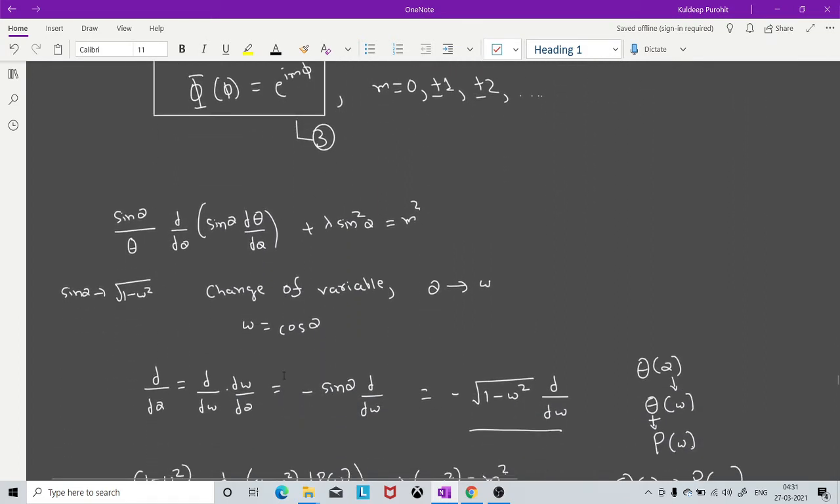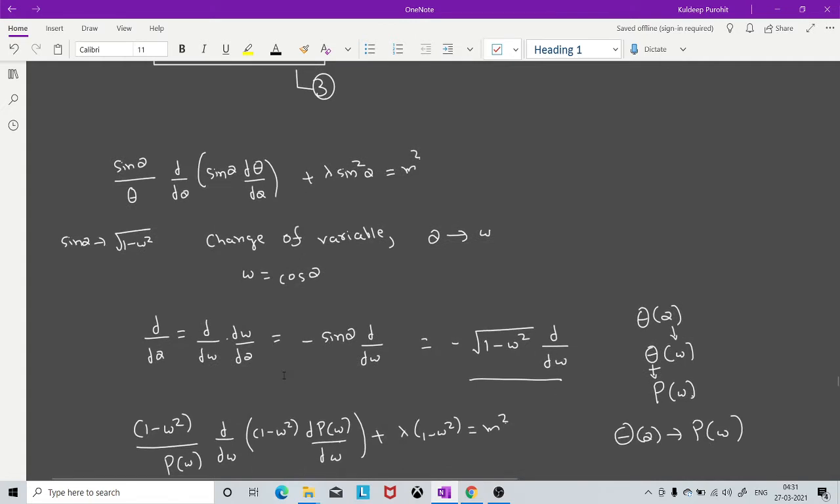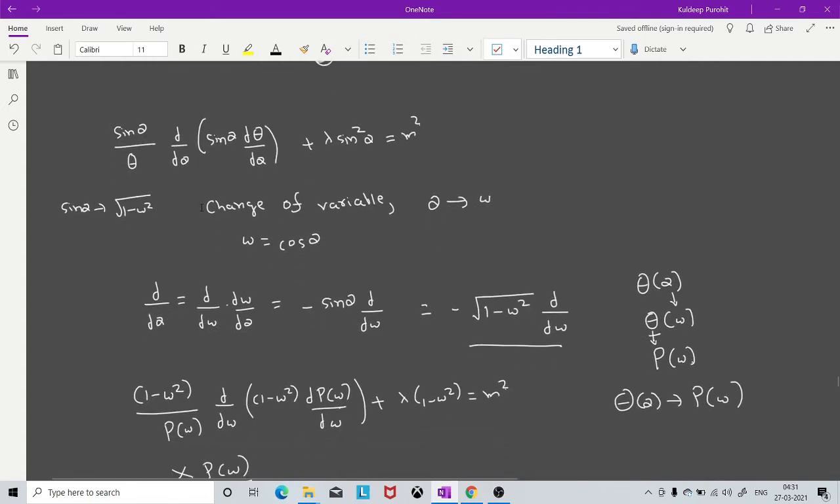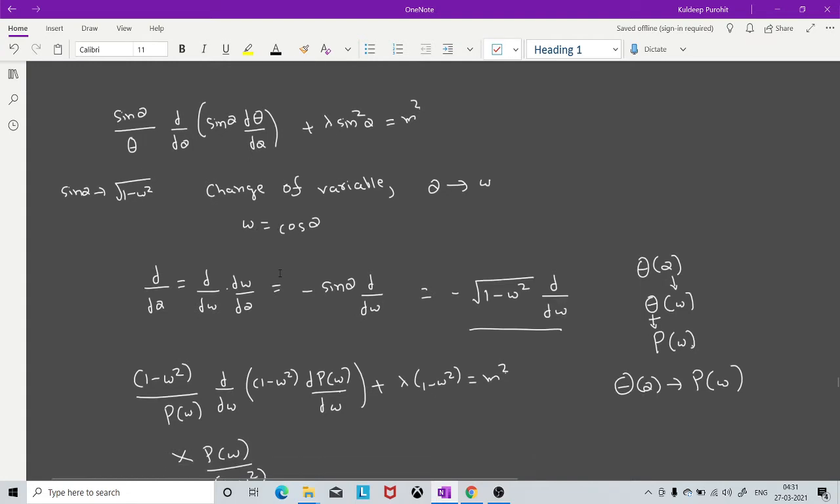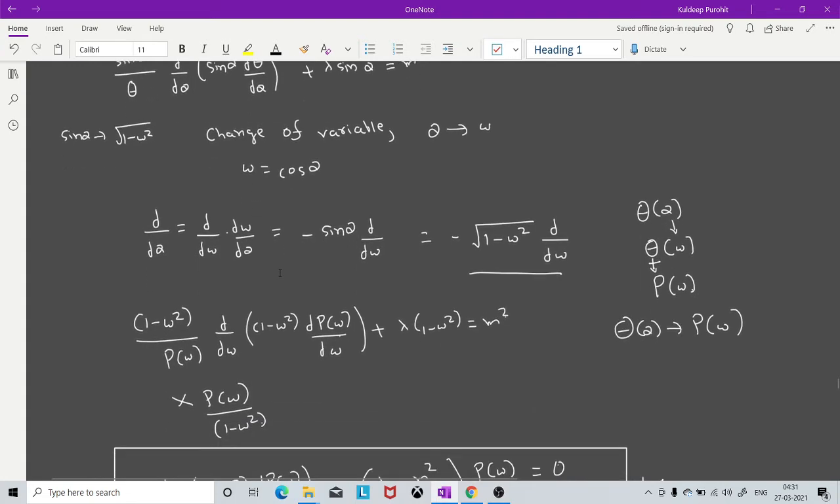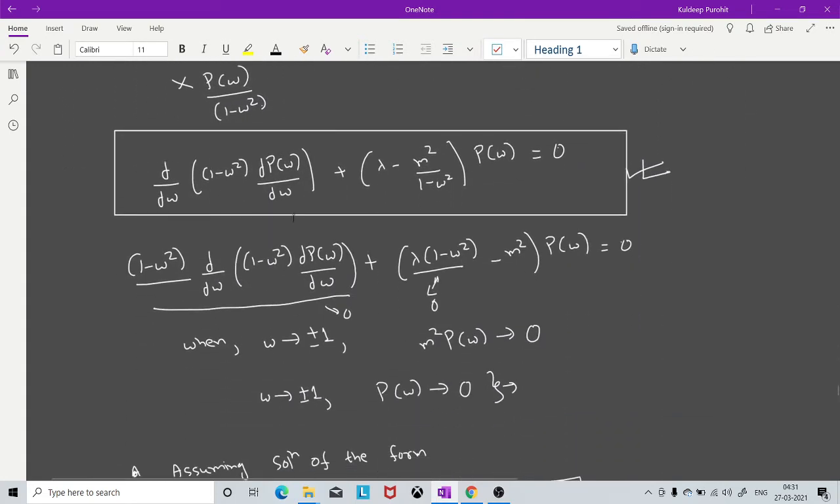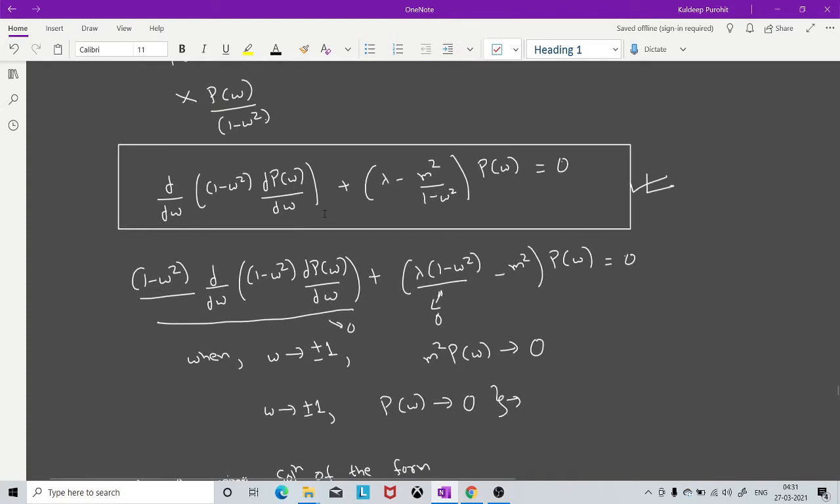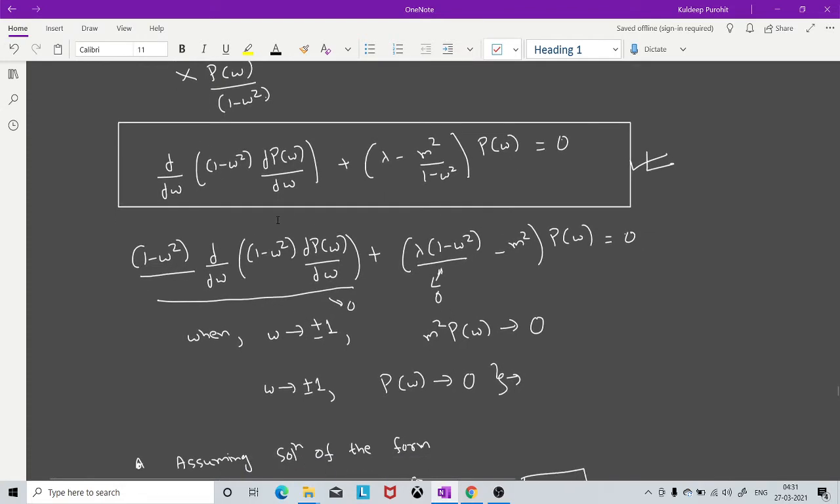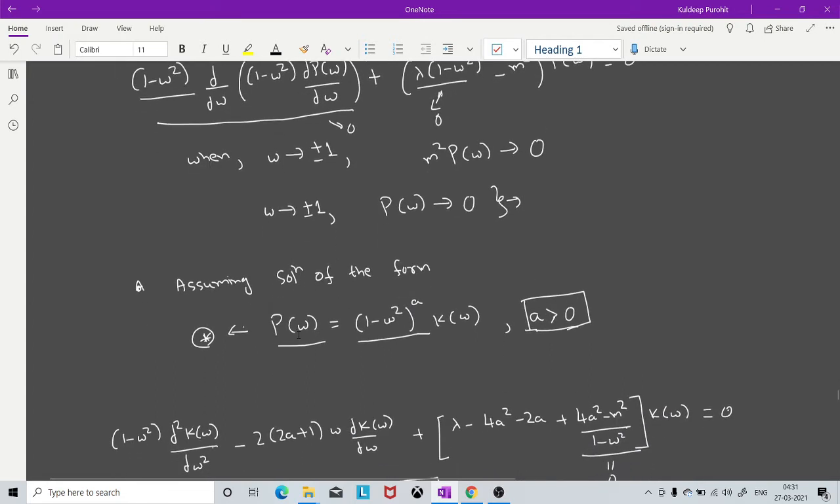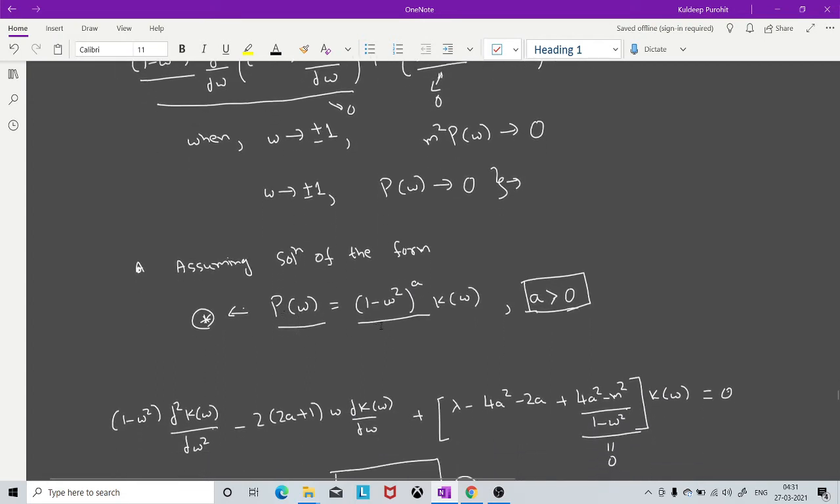Then we went to the theta dependent equation, and here we used a change of variable. We changed the variable from theta to omega, where omega is equal to cos theta. Then we wrote the entire differential equation in terms of omega. After that we assumed a solution of the form p of omega is equal to 1 minus omega square raised to a, times k of omega.